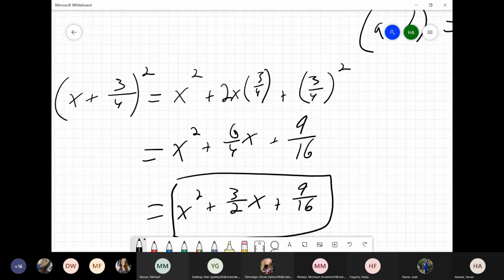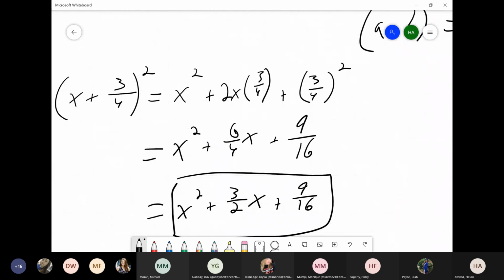Does anybody have any questions on this specific approach to, what question was this, 55?